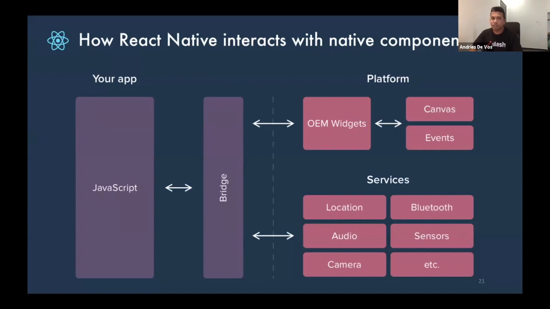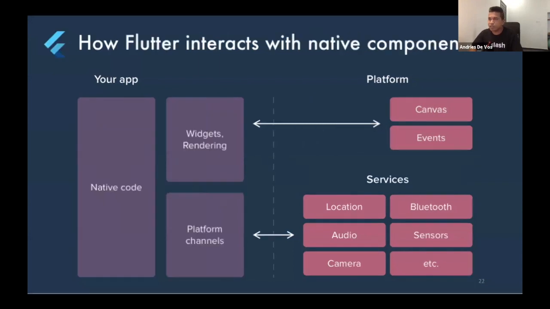For Flutter, there is no bridge here. Flutter doesn't need a bridge to interact with the OS components, because the framework minimizes the required interaction with them. Also, Flutter uses C++ with the Skia engine, and as a result, the app offers high frames per second.